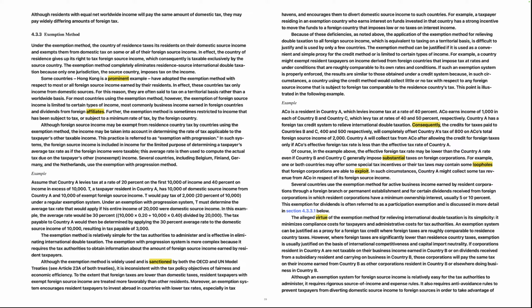The exemption method for relieving international double taxation is simplicity. It minimizes compliance costs for taxpayers and administrative costs for tax authorities. An exemption system can be justified as a proxy for foreign tax credit.